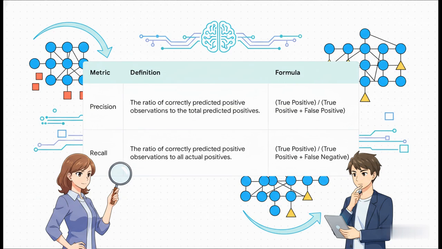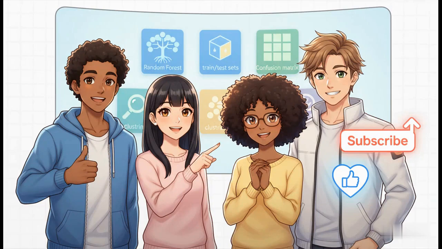Recall answers a different question. Of all the things that were actually positive, how many did our model successfully find? That's the ratio of true positives to all actual positives. And that's a wrap on some of the key questions.